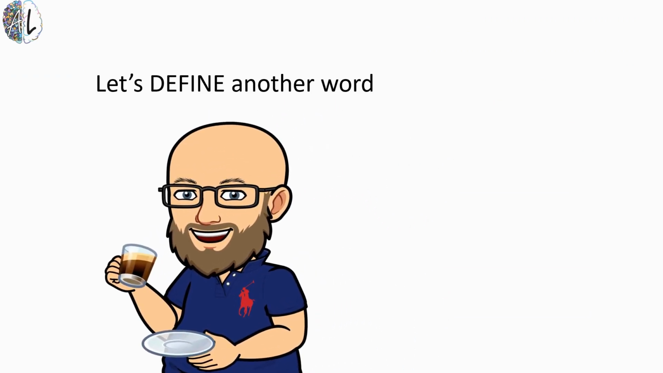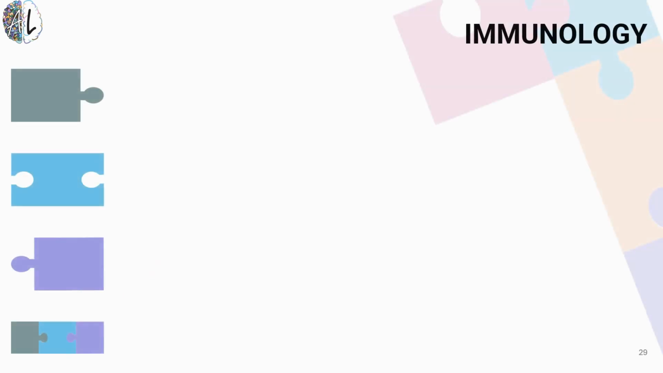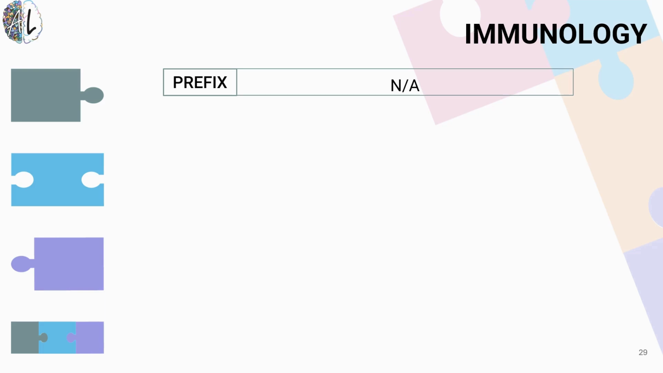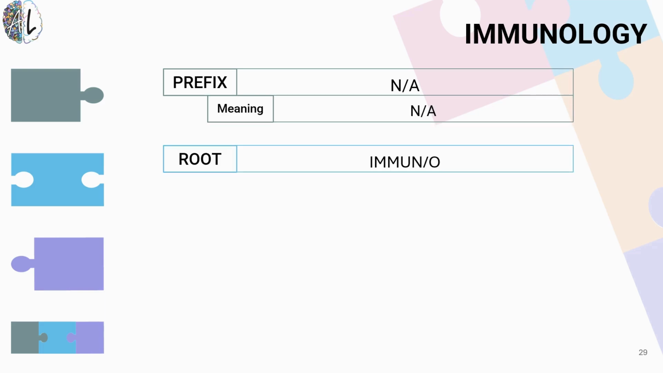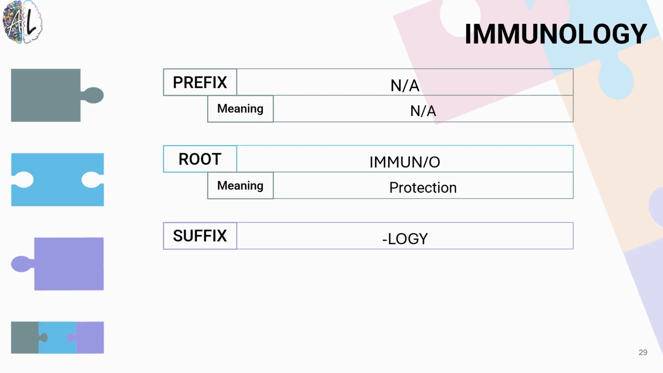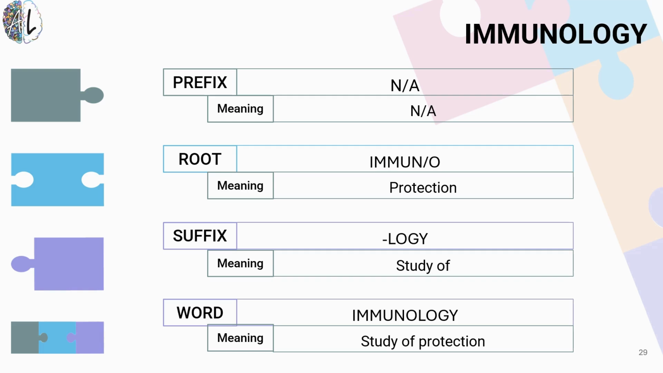Let's try another word. Next up is the word immunology. Immunology. See if you can tell me what this means. Okay, in the term immunology, there is no prefix. The root term immuno refers to protection, and logy refers to a study of. So immunology is the study of the immune system, but the study of how we protect ourselves against foreign objects.